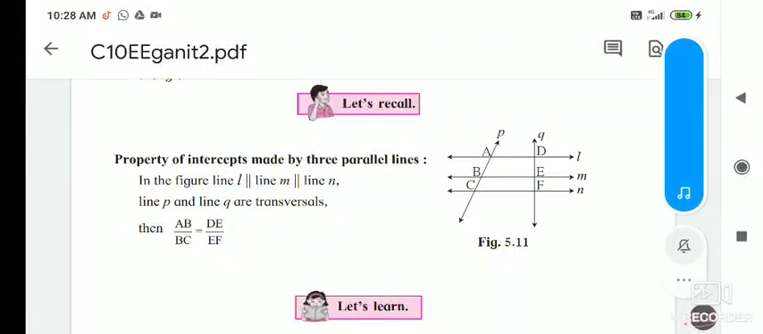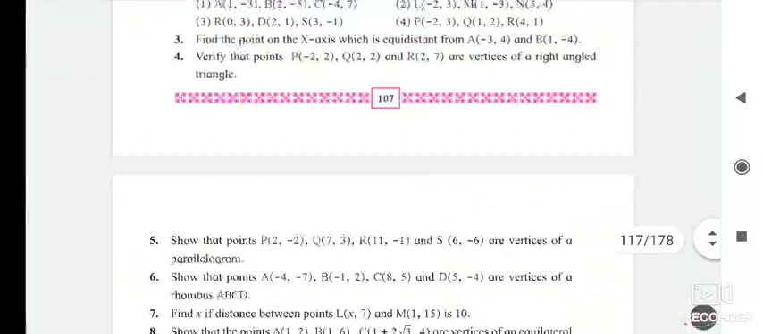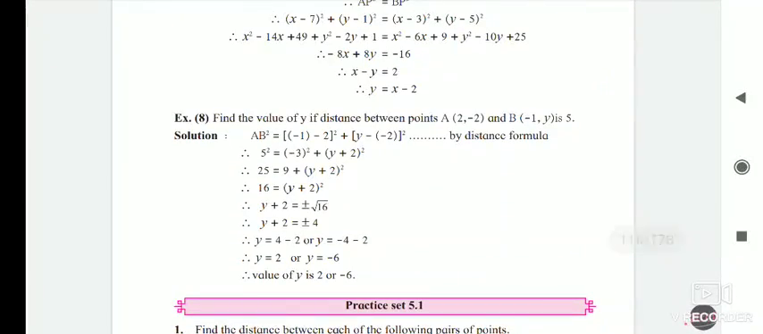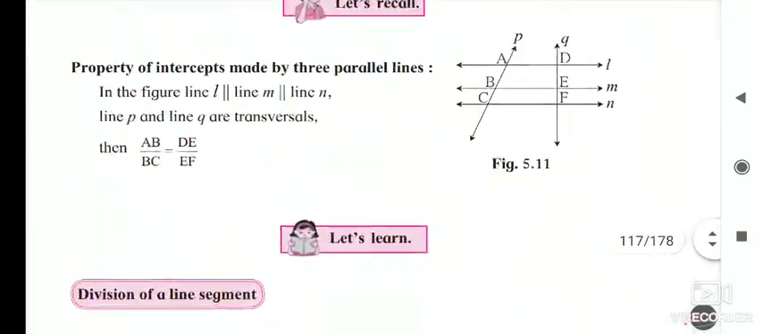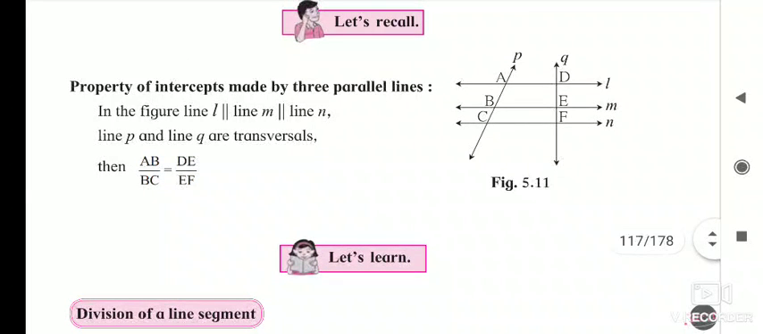Lesson number 5, coordinate geometry. Under this lesson, I told you to solve exercise number 5.1. I hope all of you solved it. And the solved examples, I told you to copy down in your notebook. If not, today all of you send your homework and complete those solved examples also, and note them down in your notebook.